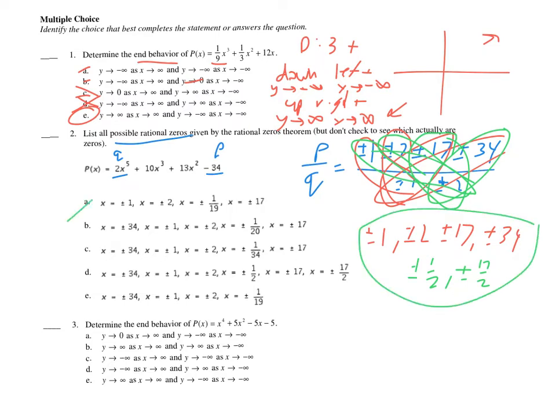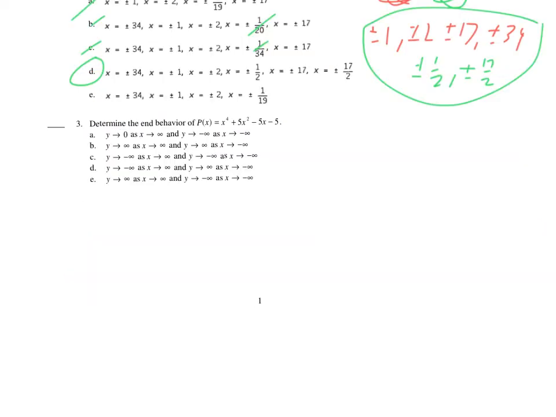Looks like this one's missing some. This one has that 1 over 20. I don't like that there. 1 over 34, that's not correct. D is looking good. Yep, it is D. It has all of them there.